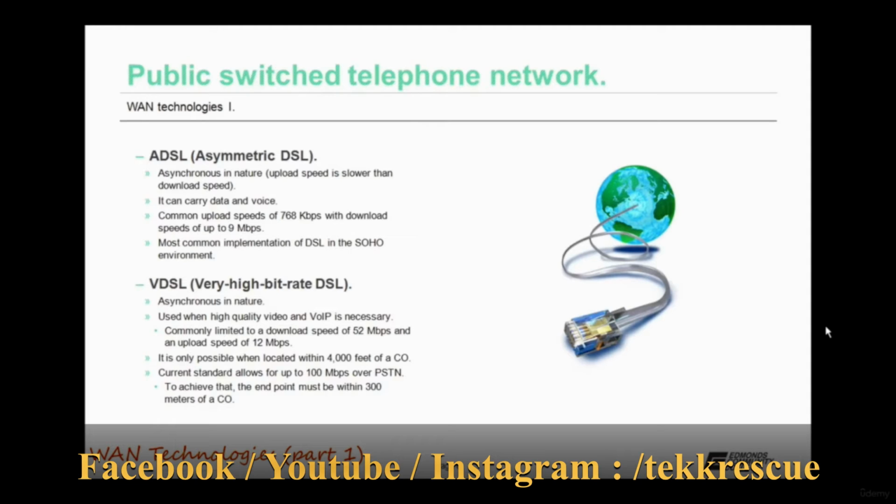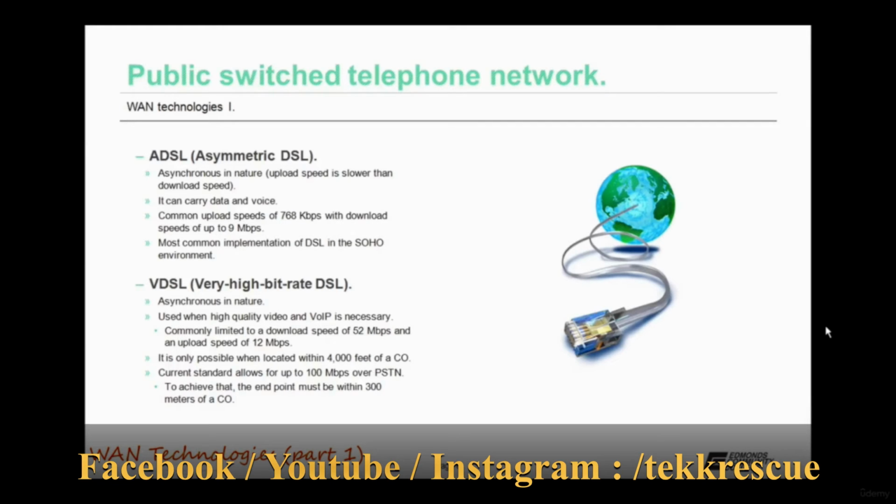It's asynchronous in nature. That means that the upload speed is slower than the download speed. ADSL can carry data and voice. Common upload speeds for ADSL are 768 kilobits per second with download speeds of up to 9 megabits per second. It is the most common implementation of DSL in the small office, home office environment.